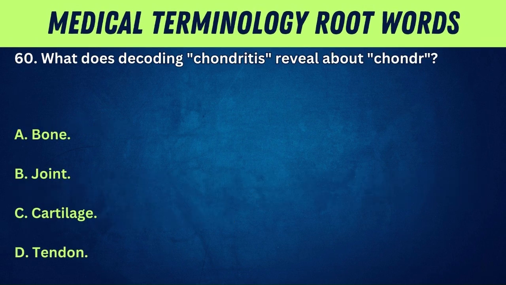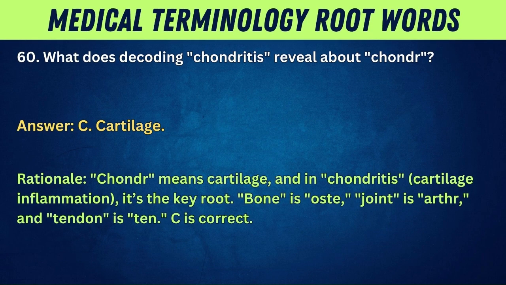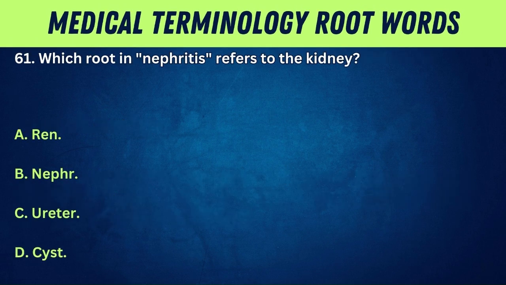60. What does decoding chondritis reveal about chondr? A. Bone. B. Joint. C. Cartilage. D. Tendon. Answer: C. Cartilage. Rationale: chondr means cartilage, and in chondritis, cartilage inflammation, it's the key root. Bone is ost, joint is arthur, and tendon is ten. C is correct.